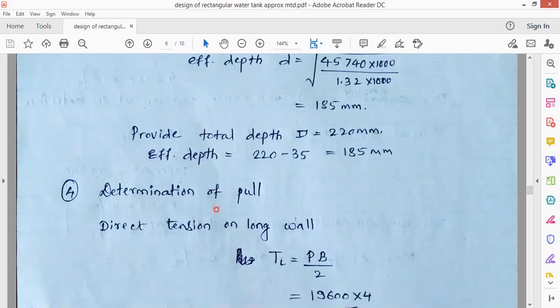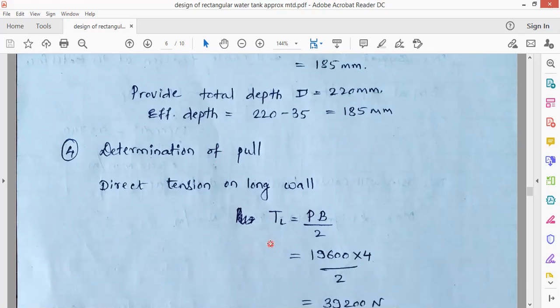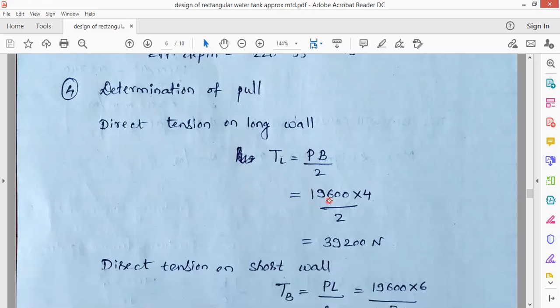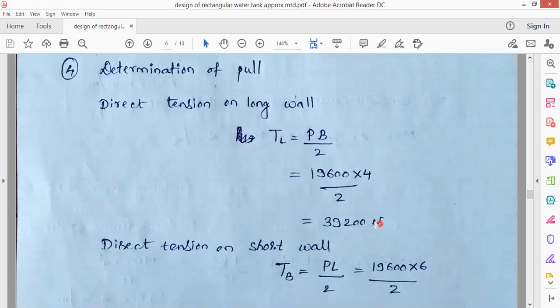So now I will calculate the pull, that is the direct tension along the long wall and the short wall. So TL is equal to PB by 2. It is 19,600. I have rounded that off. I have neglected this, meaning I have considered this as 9.8 kilonewton per meter cube, the density of water. So it is 19,600 into 4, B is 4, divided by 2. So it is 39,200 Newton. It is the direct tension on the long wall.